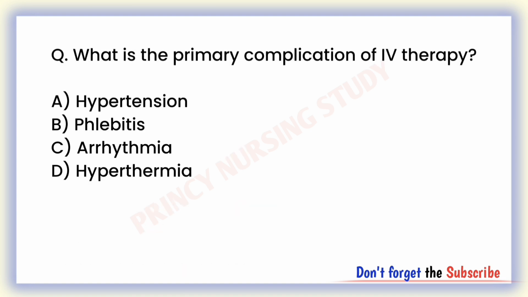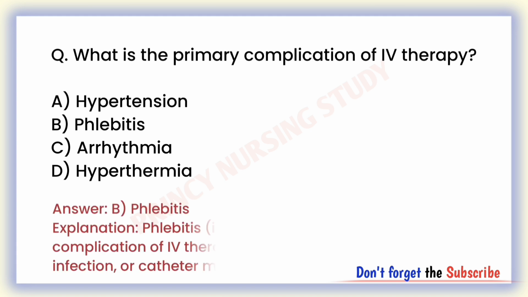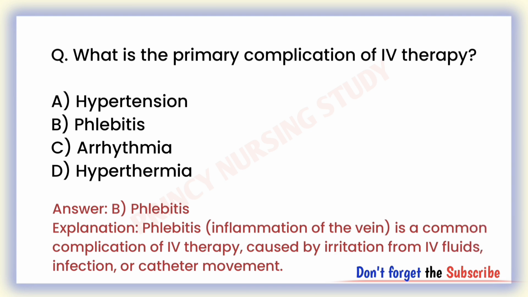What is the primary complication of IV therapy? Correct answer is B. Phlebitis. Phlebitis, inflammation of the vein, is a common complication of IV therapy caused by irritation from IV fluids, infection, or catheter movement.